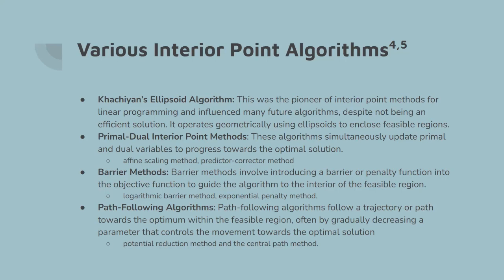The last example that we'll discuss is the path following algorithms. Path following algorithms follow a trajectory or path towards the optimum within the feasible region, often by gradually decreasing a parameter that controls the movement towards the optimal solution. Some examples are the potential reduction method and the central path method.